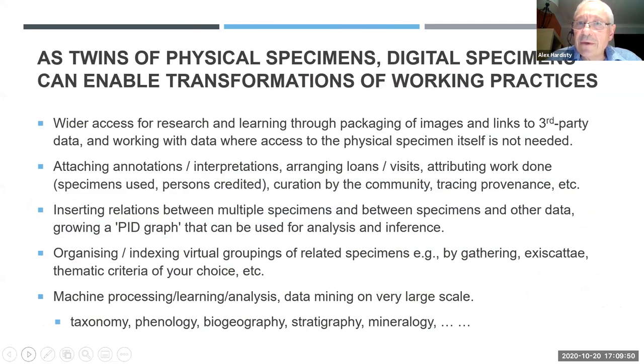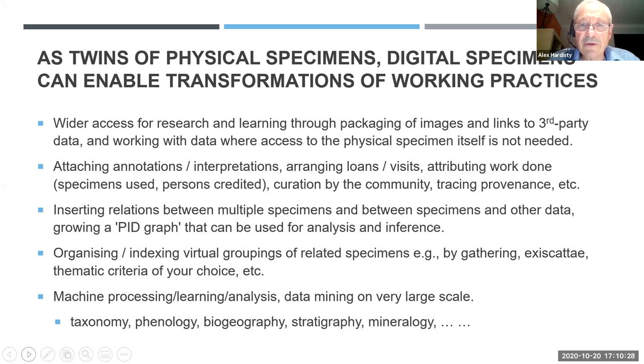As twins of physical specimens, digital specimens can enable transformations of working practices. They can allow wider access for research and learning through packaging of images and links to third-party data, and working with data where access to the physical specimen itself is not needed. They allow the attaching of annotations and interpretations, the arrangement of loans and visits, the attribution of work done, which specimens were used and which persons were credited. They support curation by the community of experts, and provenance can be traced.